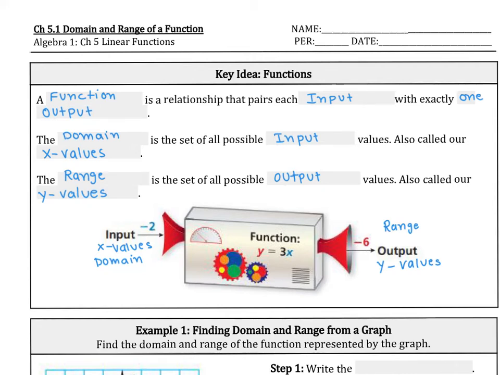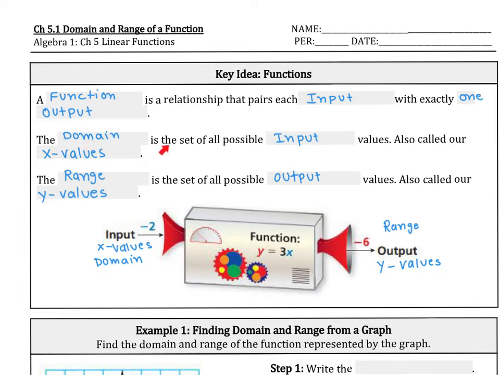So this is chapter 5.1, Domain and Range of a Function. Key idea for function: a function is a relationship that pairs each input with exactly one output. So input is x values, or the things that you enter and you get a result. This picture is a clear description of input and output. Input means that you put something in the machine, it processes, and then you get the output as a result.